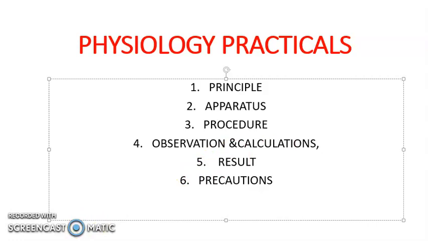To summarize, a physiology practical should have the principle in the beginning, then the apparatus or the requirements for the practical, then all the procedures in terms of points, the observations, the calculations, and at the end of the calculation there should be the result, and at the end of all the practical there should be precautionary measures, whether you write 1, 2, 3, 4.